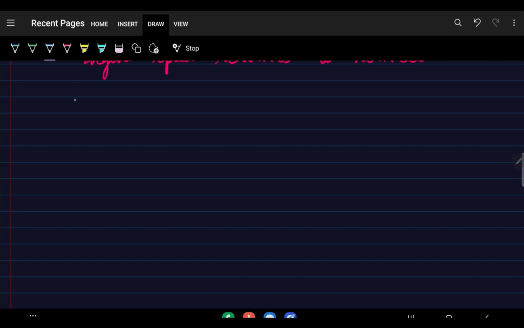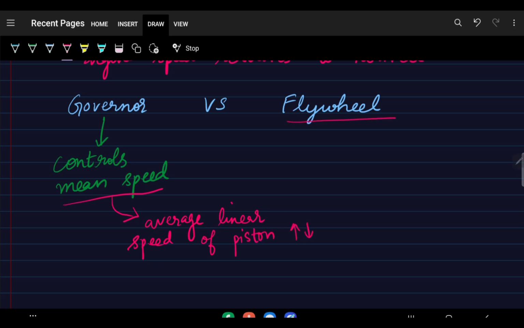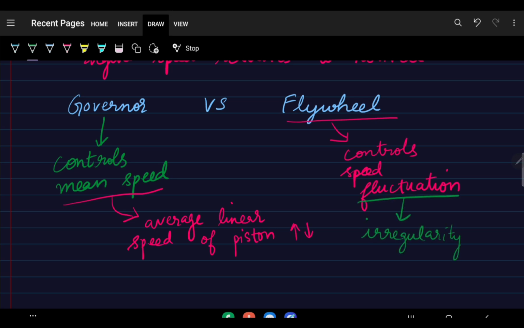Now we need to understand that governor and flywheel are completely two different things. So let's try to differentiate between governor and flywheel. A governor controls the mean speed, and mean speed means whenever the piston moves up and down, the average linear speed of this piston when it moves vertically up and down, that is the mean speed of the engine. And the flywheel controls the speed fluctuation. Fluctuation is nothing but any irregularity in the speed.